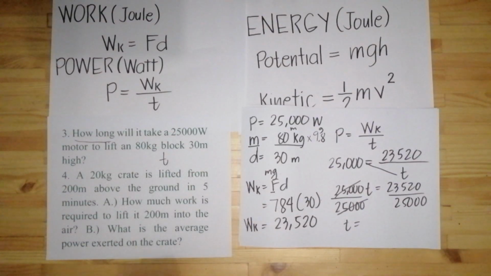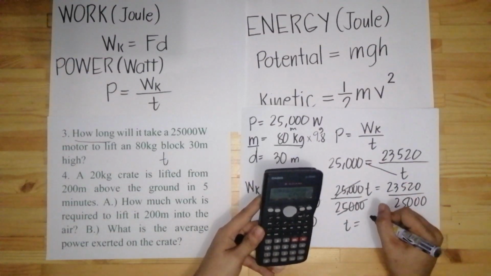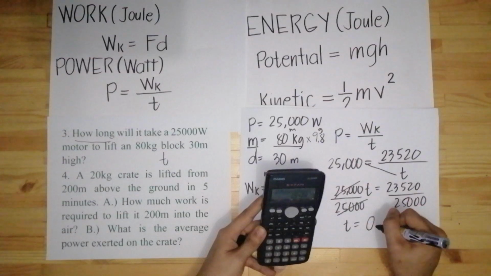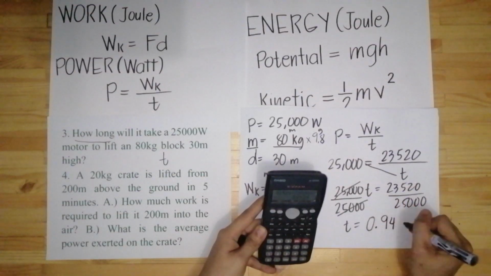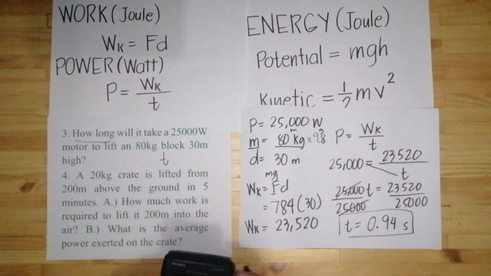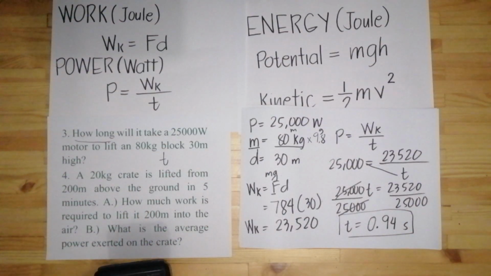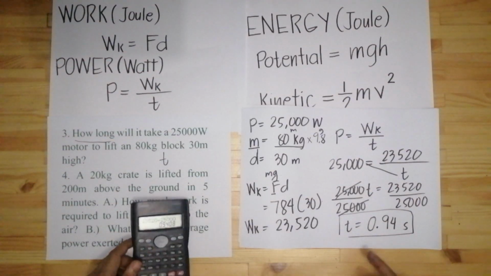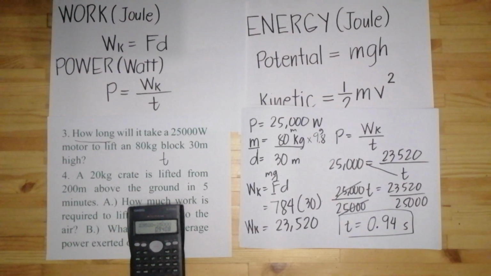Oops, gamit ako ng pindot. 23,520 divided by 25,000. That is equal to 0.94 seconds. So, wala pa siyang 1 second. So, yan yung, ang unit ng time natin ay seconds. Okay? Hindi minutes, hindi hours, kundi seconds lang. So, 0.94 yung lumabas na time natin. That's the answer in number 3.